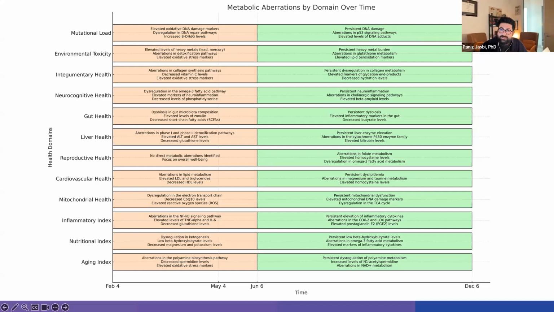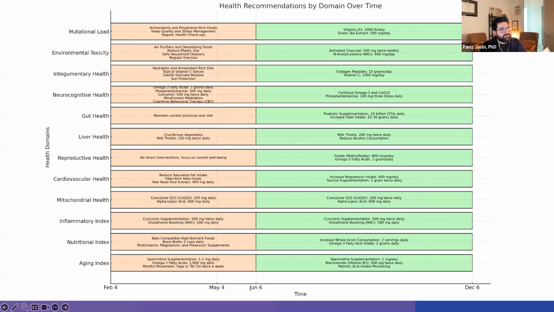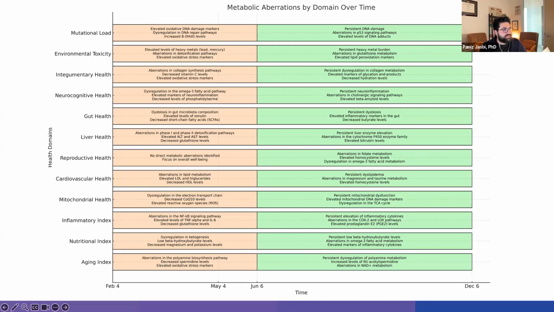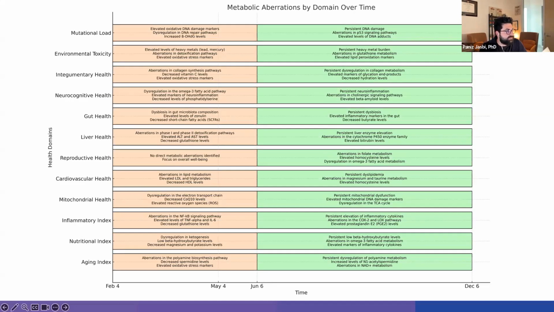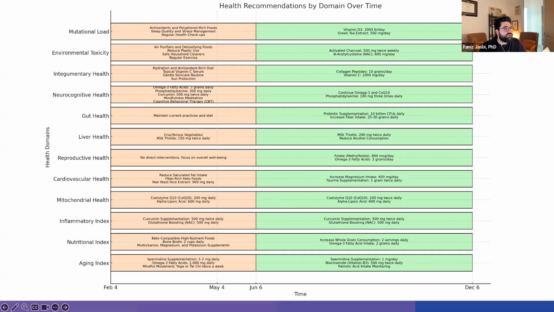So we can map our interventions onto the detected metabolic aberrations. So what we see here is that we had elevated oxidative DNA damage markers, dysregulation of DNA repair pathways, and increased 8-OHDG levels. How are we addressing that? Antioxidants and polyphenol-rich foods, sleep quality and stress management, and regular health checkups to monitor levels of that metabolite. We're seeing elevated levels of heavy metals, aberrations in detoxification pathways, and elevated oxidative stress markers for her environmental toxicity domain. How are we addressing that? Air purifiers and detoxifying foods, reduced plastic use, safe household cleaners, regular exercise.